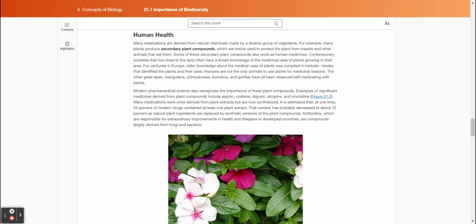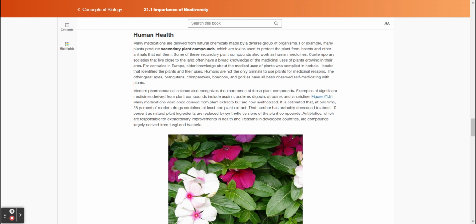Human health. Many medications are derived from natural chemicals made by a diverse group of organisms. For example, many plants produce secondary plant compounds, which are toxins used to protect the plant from insects and other animals that eat them. Some of these secondary plant compounds also work as human medicines.